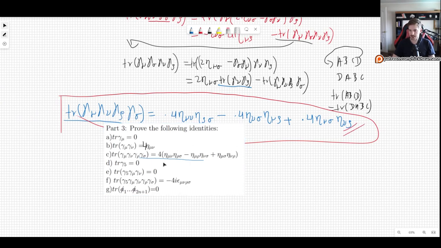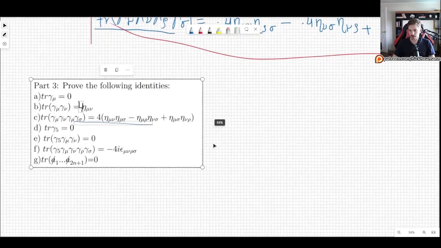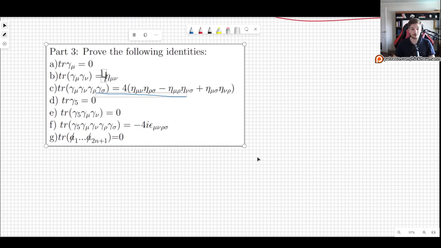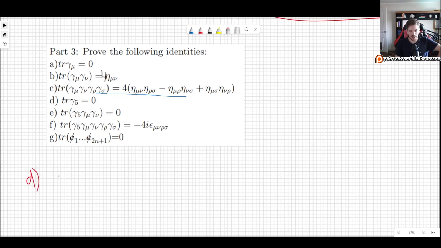Part 2c is now done. So now we want to see the trace of gamma 5. So let's go for that. We want to show that the trace of gamma 5 is 0. So, trace of gamma 5.